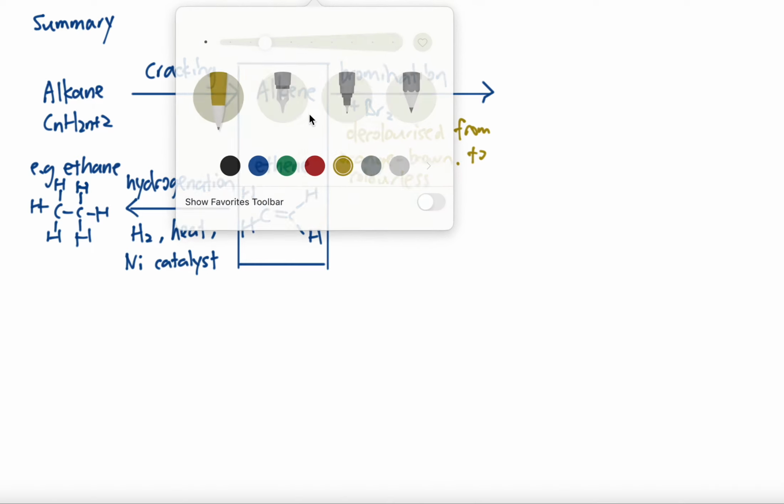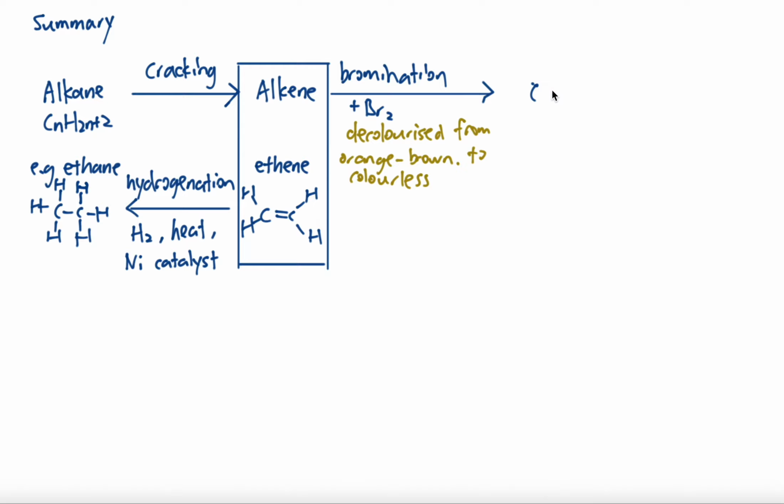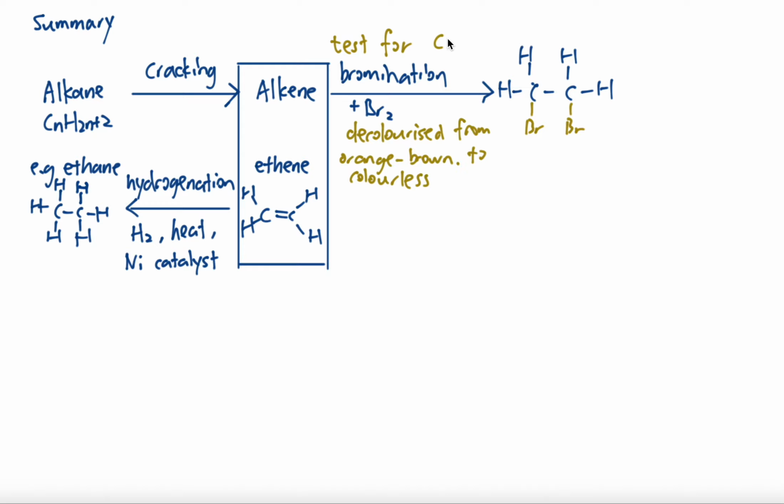So the addition product will be, you keep the original C, H, H, H, H. You keep the 4 hydrogens and you add on the bromine atoms from the bromine water. And this is a test for the presence of a carbon-carbon double bond.